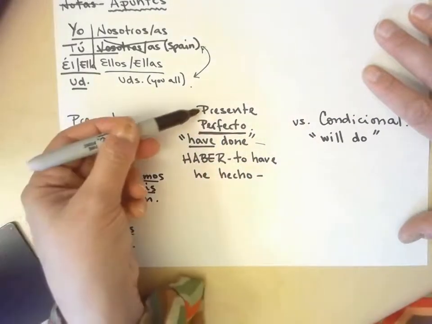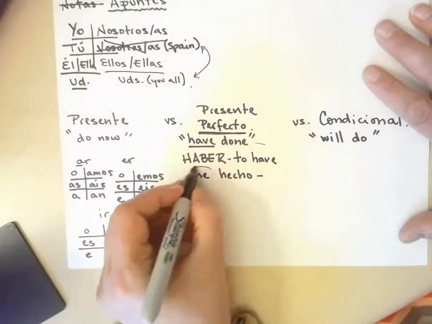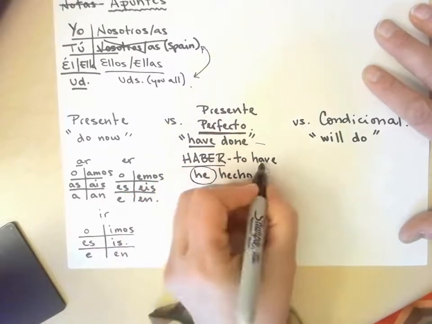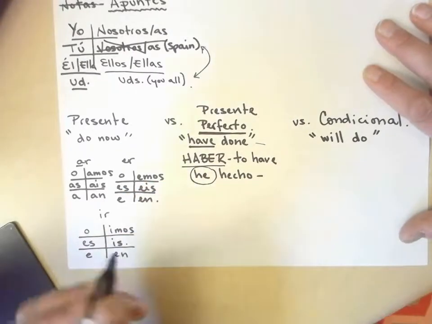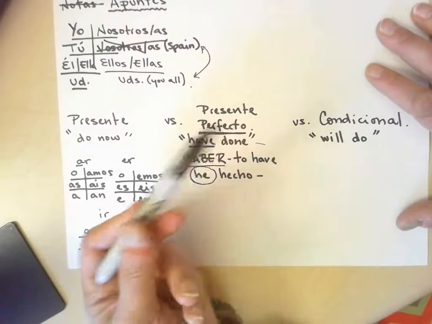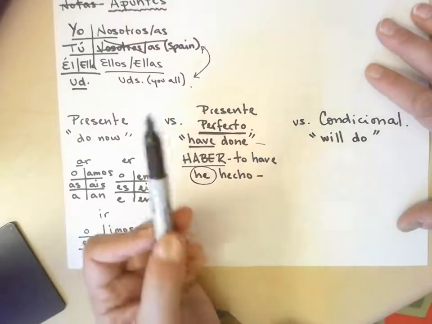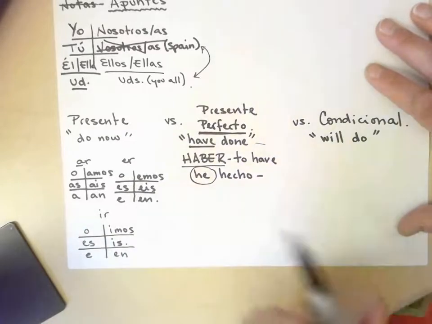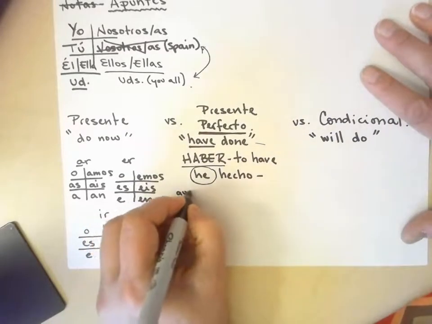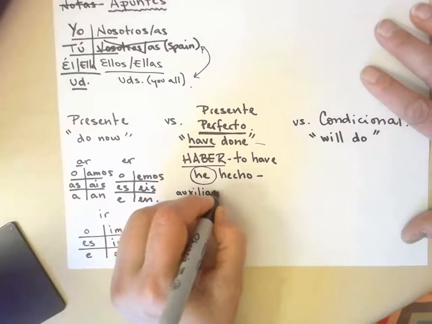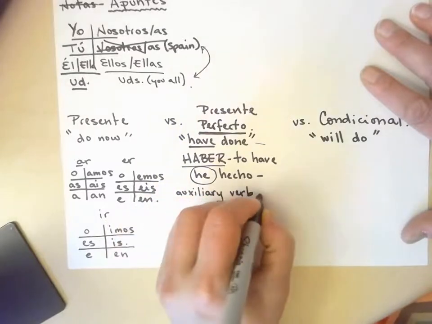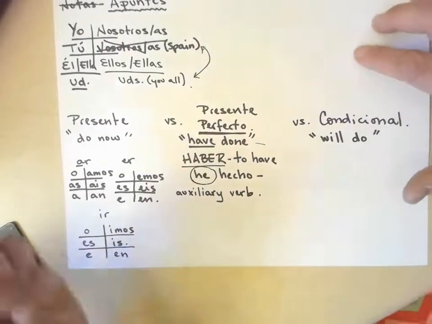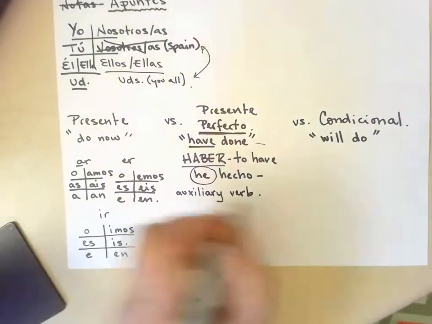The reason we call it the present perfect is because this haber is in the present. Now remember, haber means to have, but not as a possession. Like I can't say yo hago un marcador. I have a marker. I have to say yo tengo un marcador. Haber is to have, but it's an auxiliary verb. Okay? Auxiliary verb, meaning it helps us in expressing something else. You're going to see this a lot.